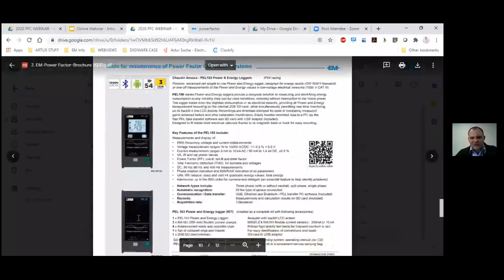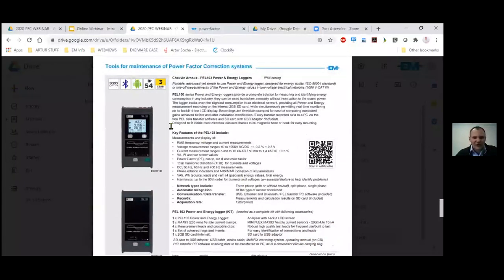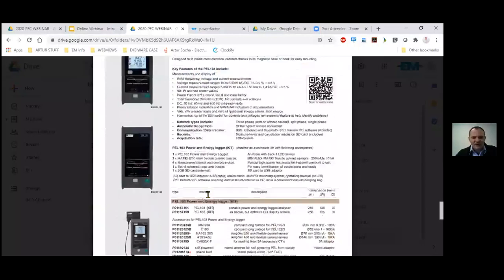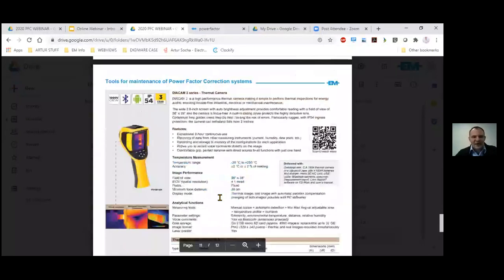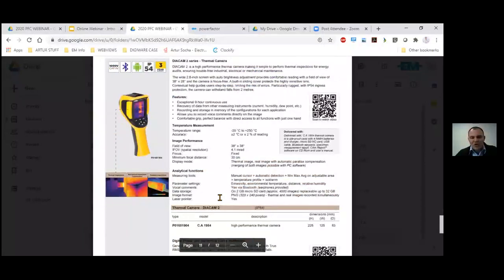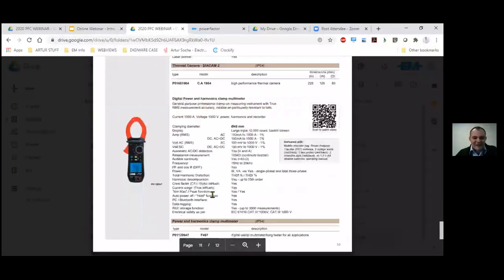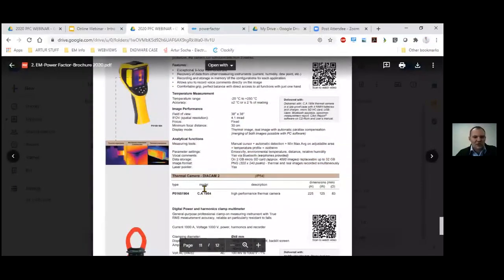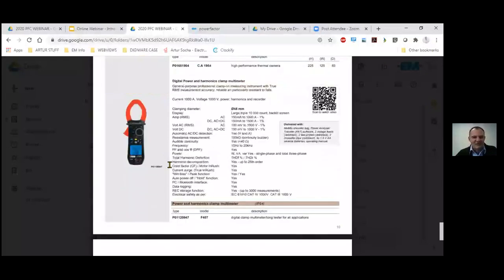Tools, quite important. Just a brief view, loggers. We do sell a logger that can assist you in your audits. And for maintenance purposes, thermal cameras and clamp meters, for when you're troubleshooting your systems or doing maintenance on your systems.